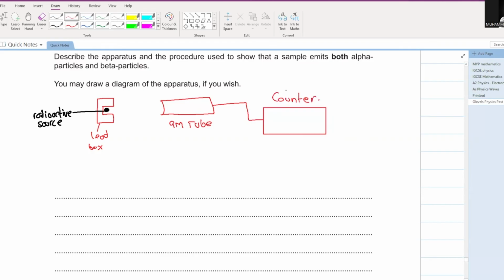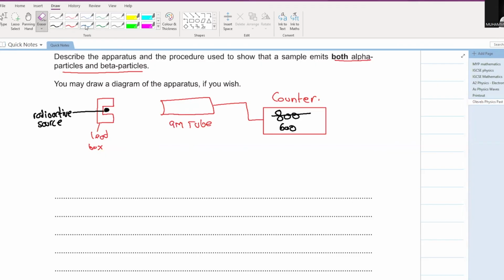Now, how can you detect that a source emits both alpha and beta particles? You will first of all notice the initial count rate. Let's say it is 800. Then you will place a paper here. If you place a paper and the count rate drops from 800 to, let's say, 600, then alpha particles are present. Then what will you do next?